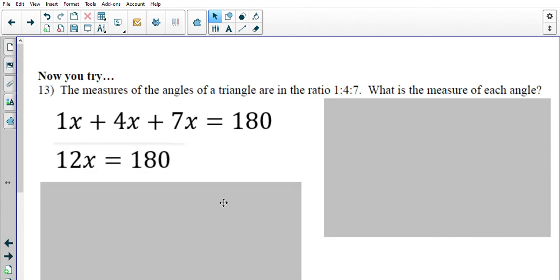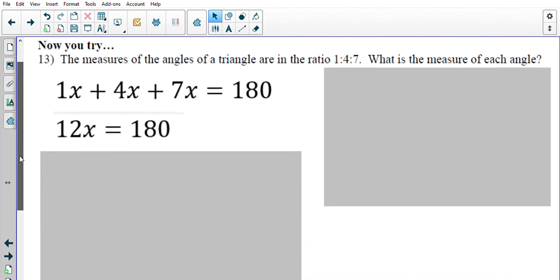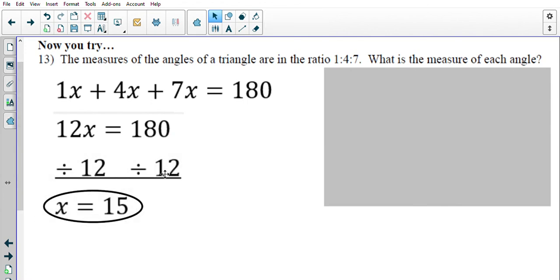It won't always be 12x. I know for the last two it was, but if you look at problem number 11 above, it wasn't 12x, it was 20x. So it just happened to be for these two that the sum of the coefficients was 12. I try to make the numbers work out nicely for you as we first start this. So divide both sides by 12, x is again 15.